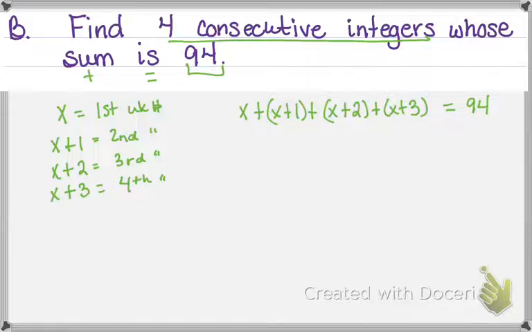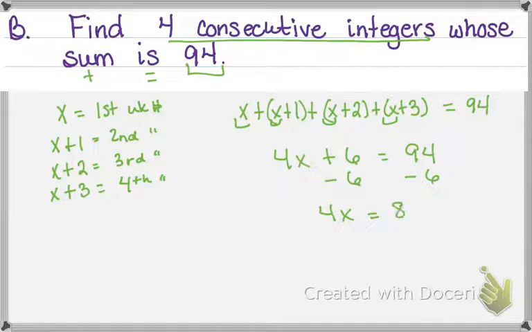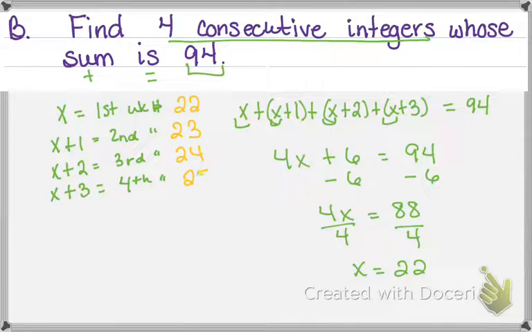Now, let's count all of our x's. We've got 1, 2, 3, 4, so 4x. And then 1 plus 2 is 3, plus 3 more is 6, equals 94. Now we have a very simple algebraic equation, and we solve. So 4x equals 94 minus 6, which is 88. Divide by 4, so x equals 22. So I know that my very first term is 22. Add one more, I get 23. One more, I get 24. And one more, I get 25. So these are my 4 consecutive integers.